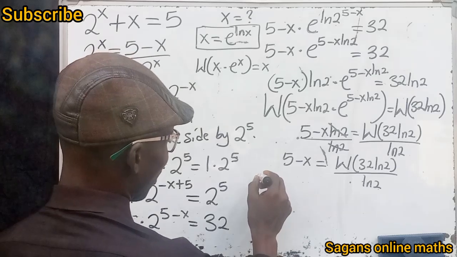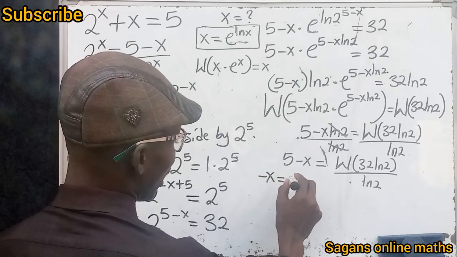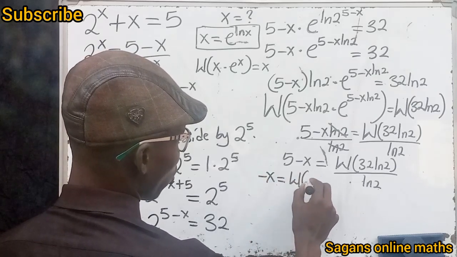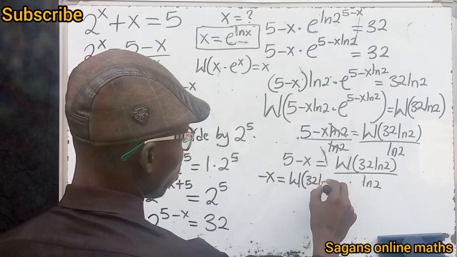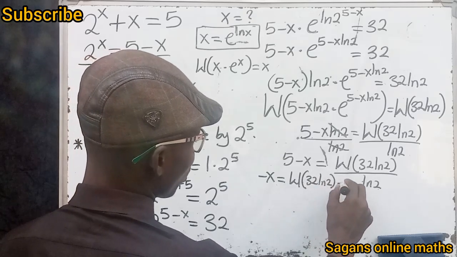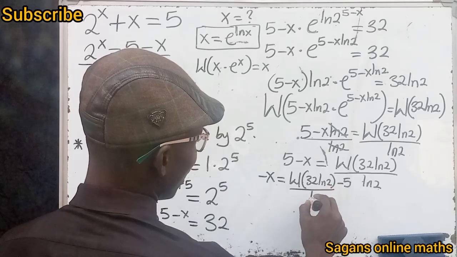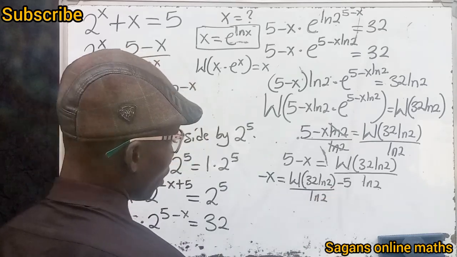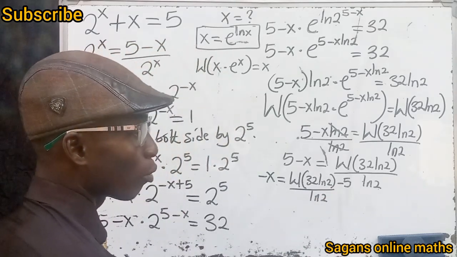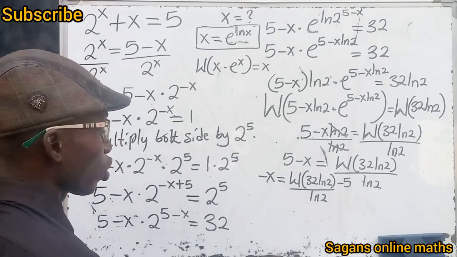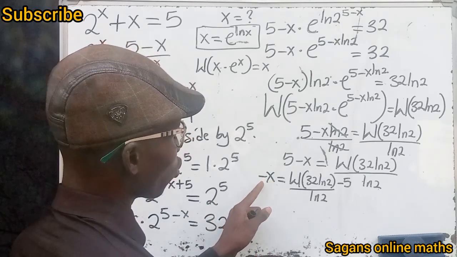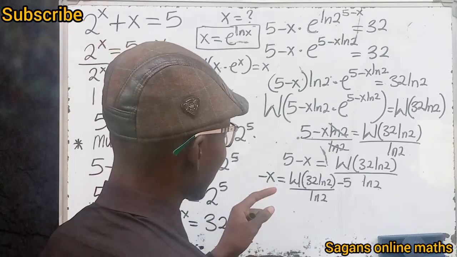Now from here let's subtract 5 from both sides. So now this is minus x equals the Lambda W function of 32 ln 2, minus 5, because we subtract 5 from both sides, divided by ln 2. Now we have to multiply both sides by minus 1, because the coefficient of x here is minus 1, so that x can be unity.